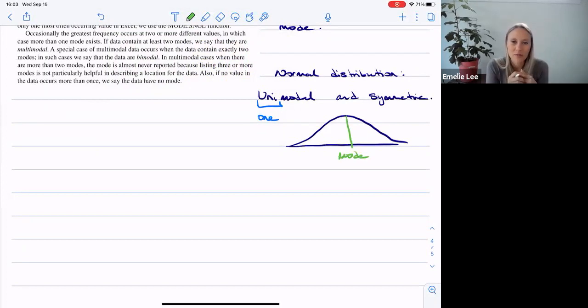We've seen that graph before, right? We've seen this. Okay, so a normal distribution, great. It has one peak, right? So it has one mode and it's symmetric. That's what makes it a normal distribution.